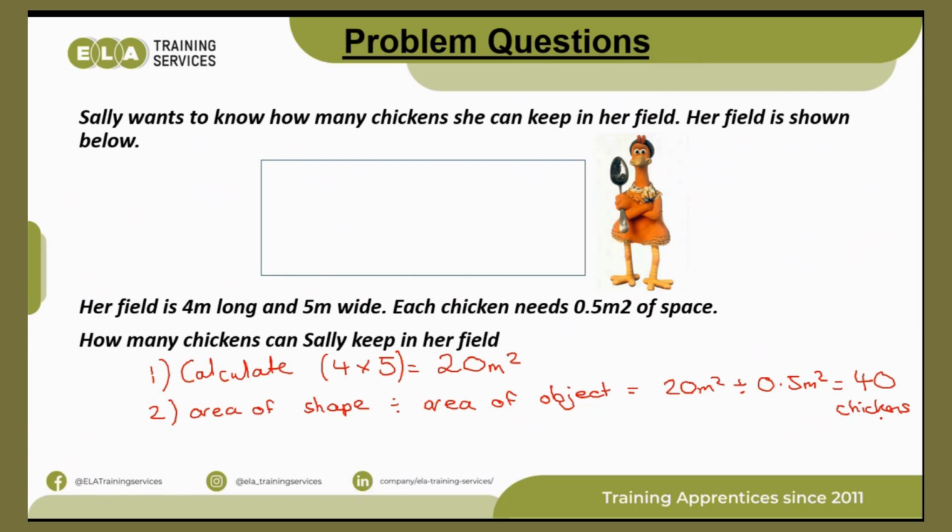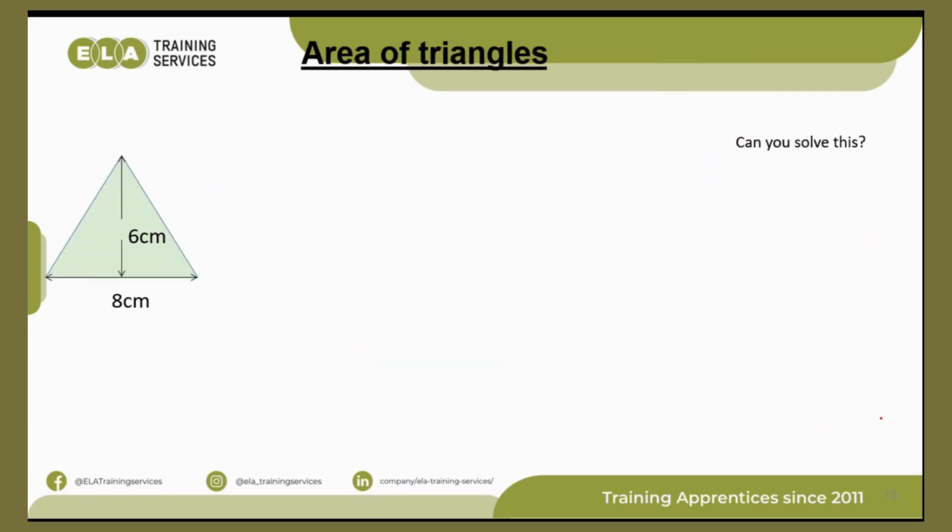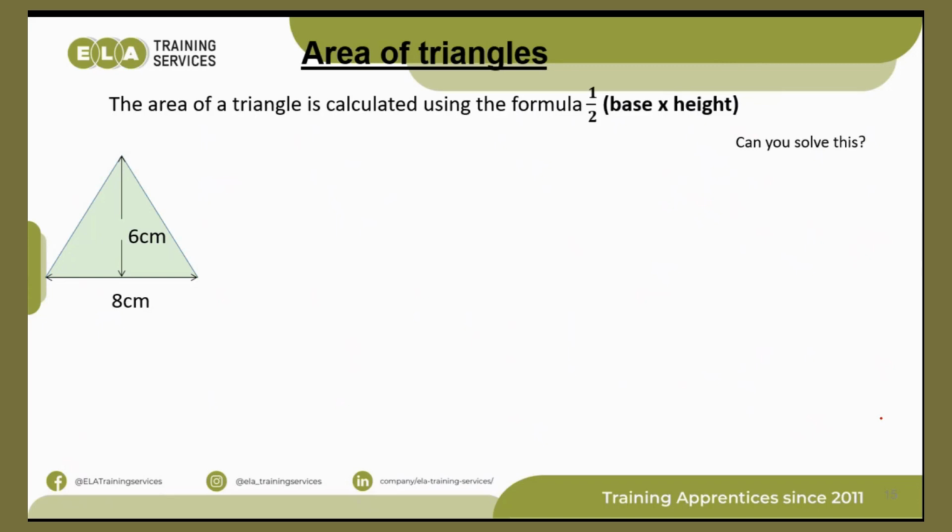Okay, brilliant. Right, we're now going to move on to another shape, which is the area of triangles. Now, the area of triangles have their own formula as well. So here we do half of the base times height, or base times height divided by 2. It's entirely up to you how you want to do it. I find it easier to do base times height and then divide by 2.